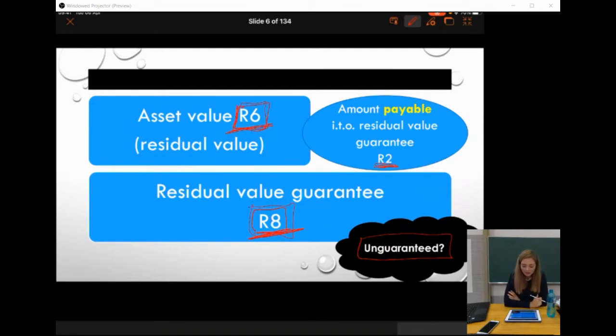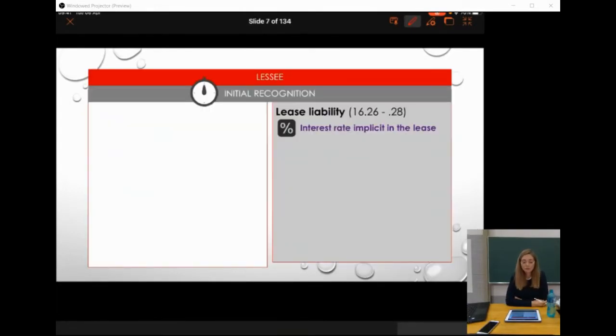Okay, so that's it on a residual value guarantee. Anyone have any specific questions on that? Okay, I don't see any questions there. But if you do, please just post that. We'll check at the end, or every now and again I'll check for questions.